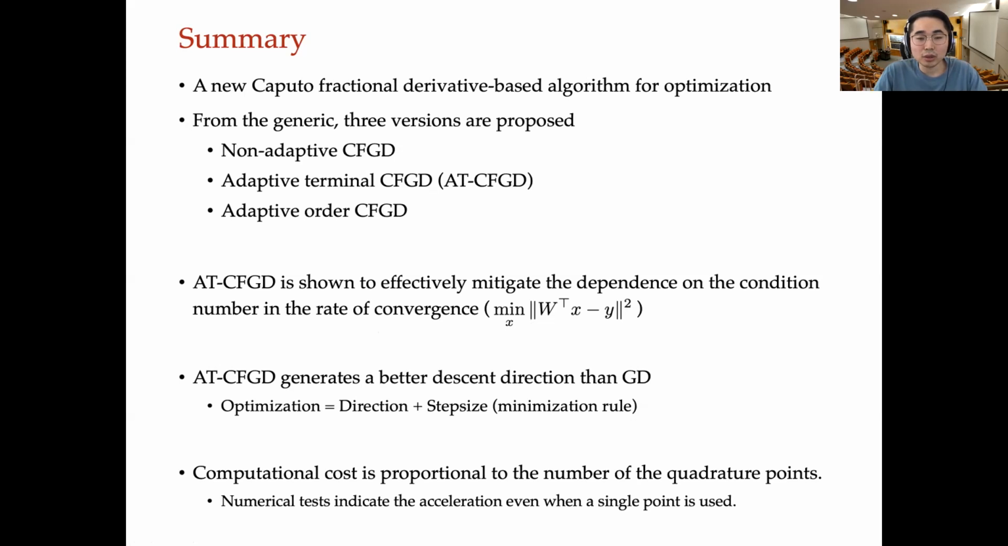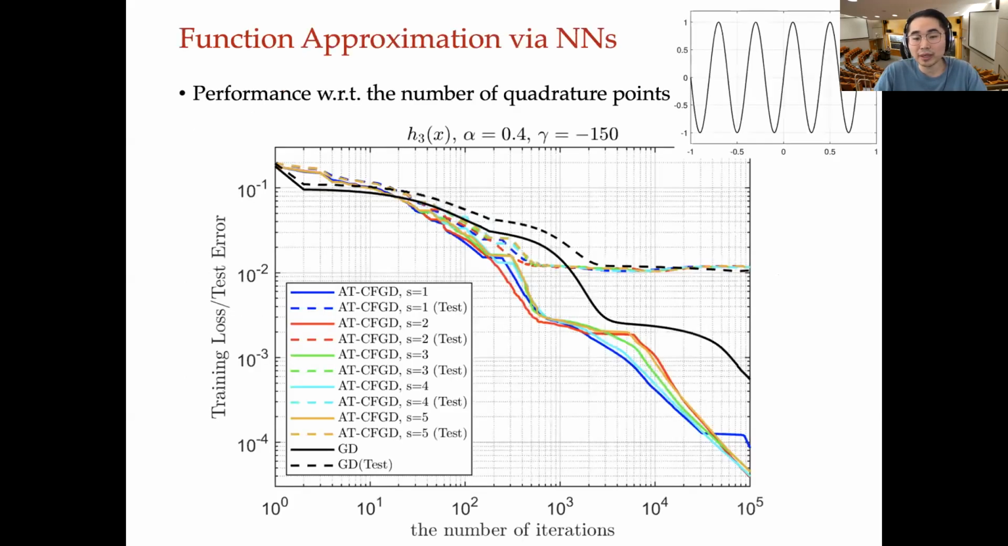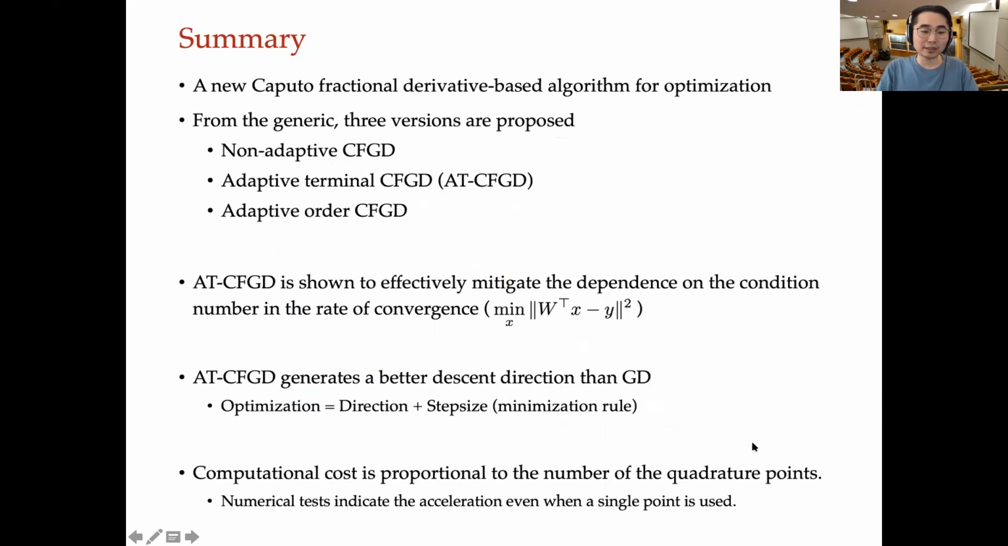And the computational cost grows proportionally to the number of quadrature points for the non-quadratic problem and non-linear problem. However, our numerical examples for neural networks actually show that even one single point performs a lot better. So like here, this is a single point example. That's what I have prepared, and thank you so much.